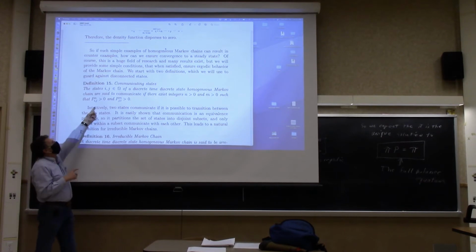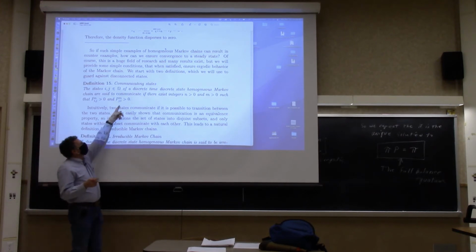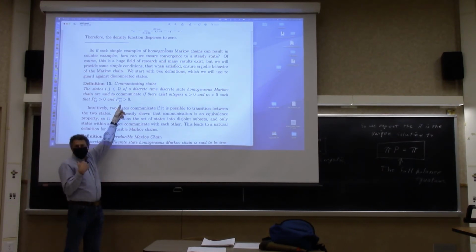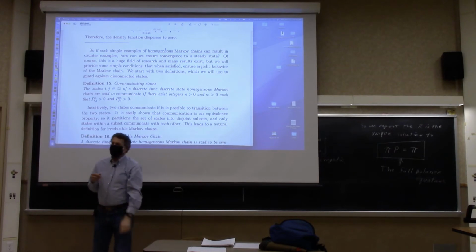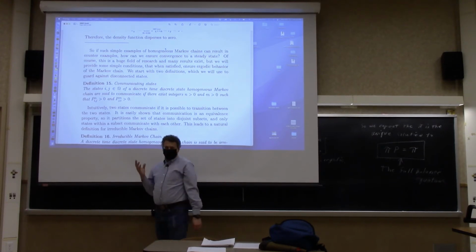And it has to be greater than 0, because if it's 0, then you can't get between the states. And then this is the probability of getting back again. So basically, it's saying that there's a non-zero probability that in n plus m steps, you can make a round trip. You can get to the state and come back. So if that happens, then we say i and j communicate.